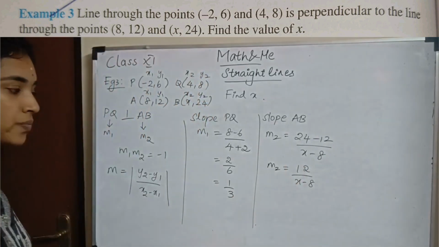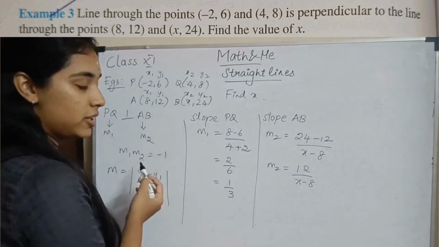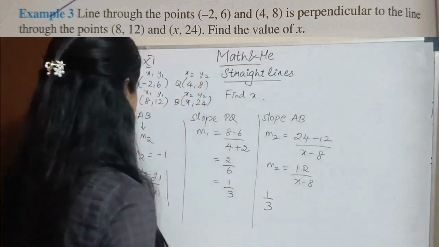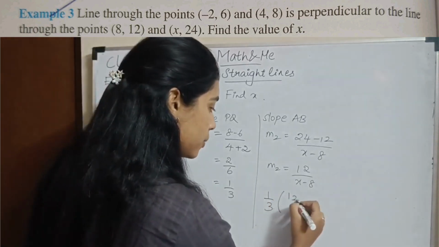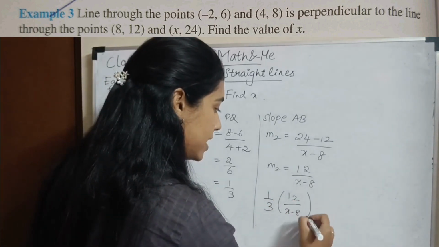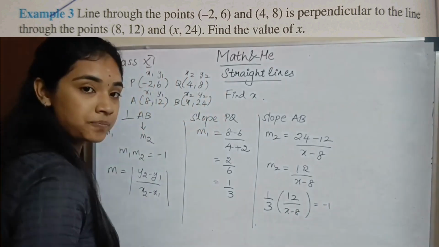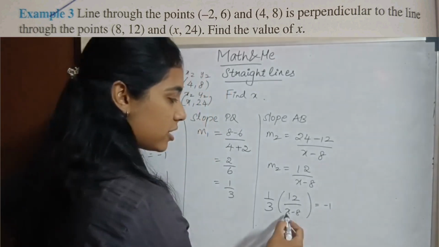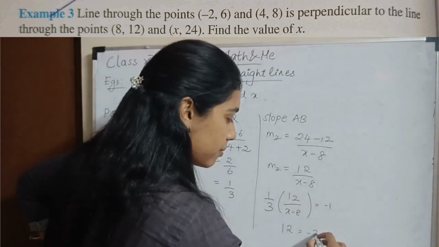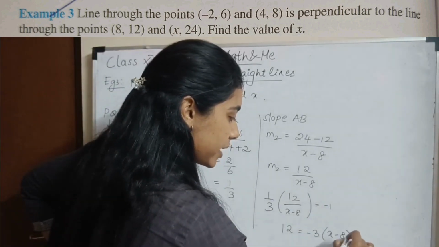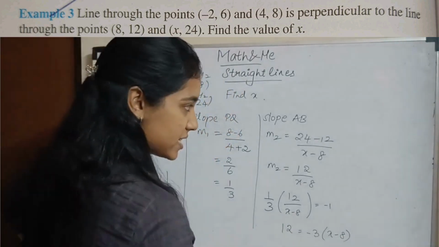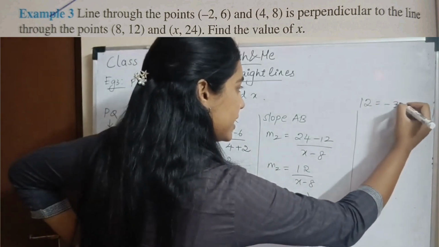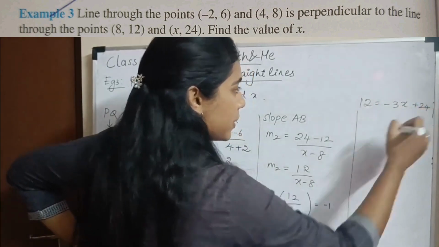This is your m2. So what do we know about perpendicularity? m1 times m2 is equal to minus 1. What is your m1? It is 1 by 3 times 12 divided by x minus 8 equals minus 1. I am going to have the numerator on the left hand side and the denominator goes to the other side. So you have minus 3 times x minus 8. I am going to multiply 3 inside. So what do you have? 12 equals minus 3x plus 24.